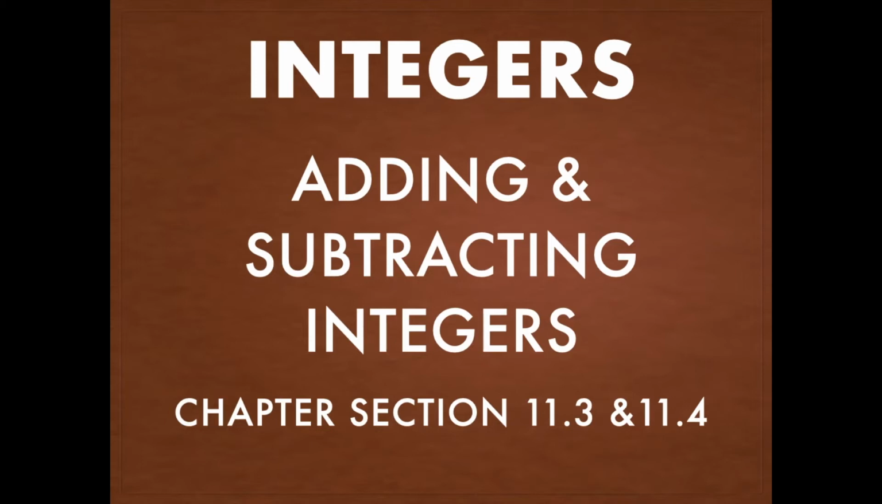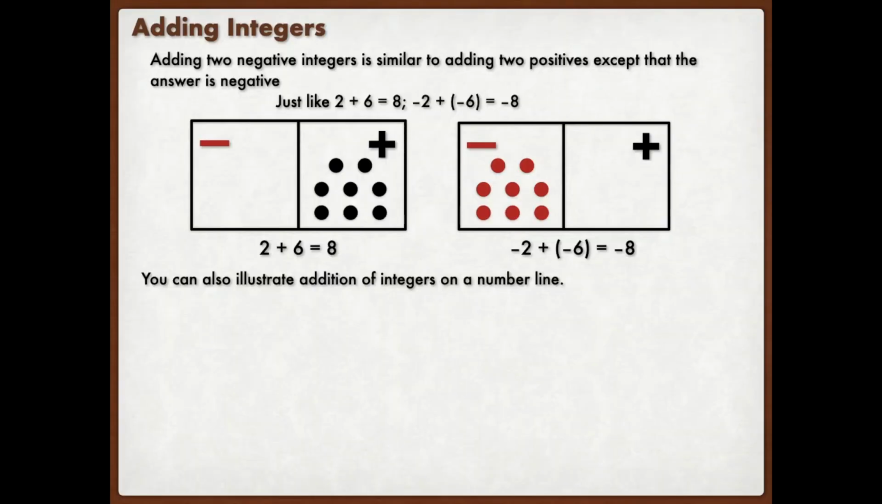But let's take a look at the terms and the definitions so we can fully understand some of the rules of how we're going to add and subtract integers. So adding two negative integers is pretty much the same thing as adding two positive integers, except the answer of adding two negative ones will be negative. So if I have 2 dots plus 6, that's going to give me 8. Well, if I'm adding 2 negative dots plus 6 negative dots, that's going to give me 8 negative dots, so negative 8. So basically, 2 plus 6 is 8. Negative 2 plus negative 6 will be negative 8.